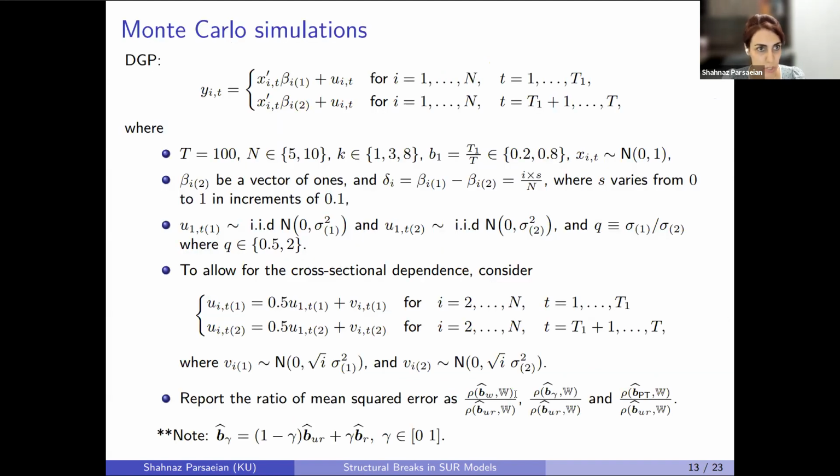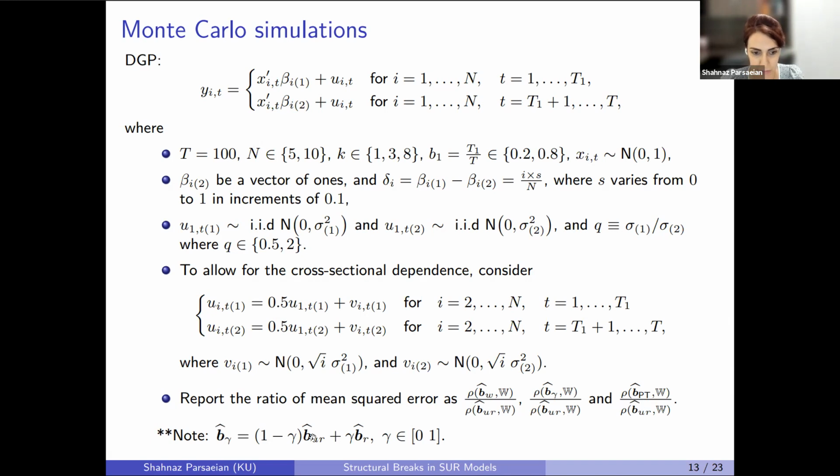Now, let me just show you some Monte Carlo simulation study. I will explain the specification in the figures. Just to mention that I will report the ratio of the mean squared error, and the benchmark model is the unrestricted estimator. So I report the ratio of the Stein estimator over the unrestricted estimator, the pretest estimator, which is the model selection, over the unrestricted estimator, and also I'm reporting the results of the minimal mean square error estimator, which I denoted by beta hat gamma in the paper.